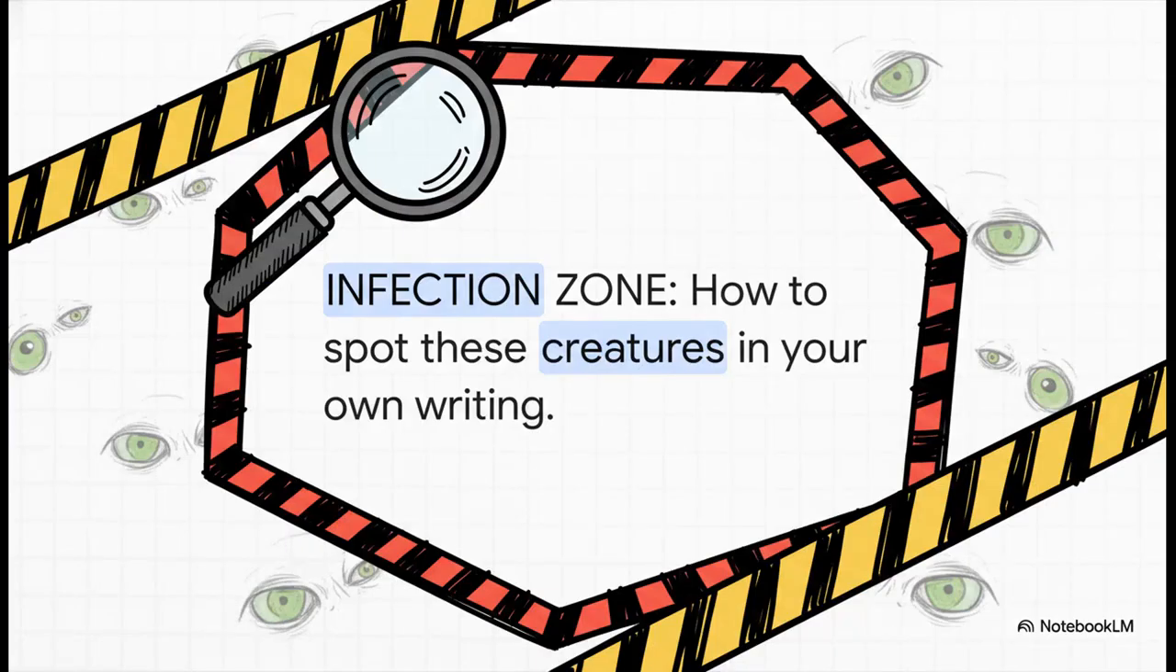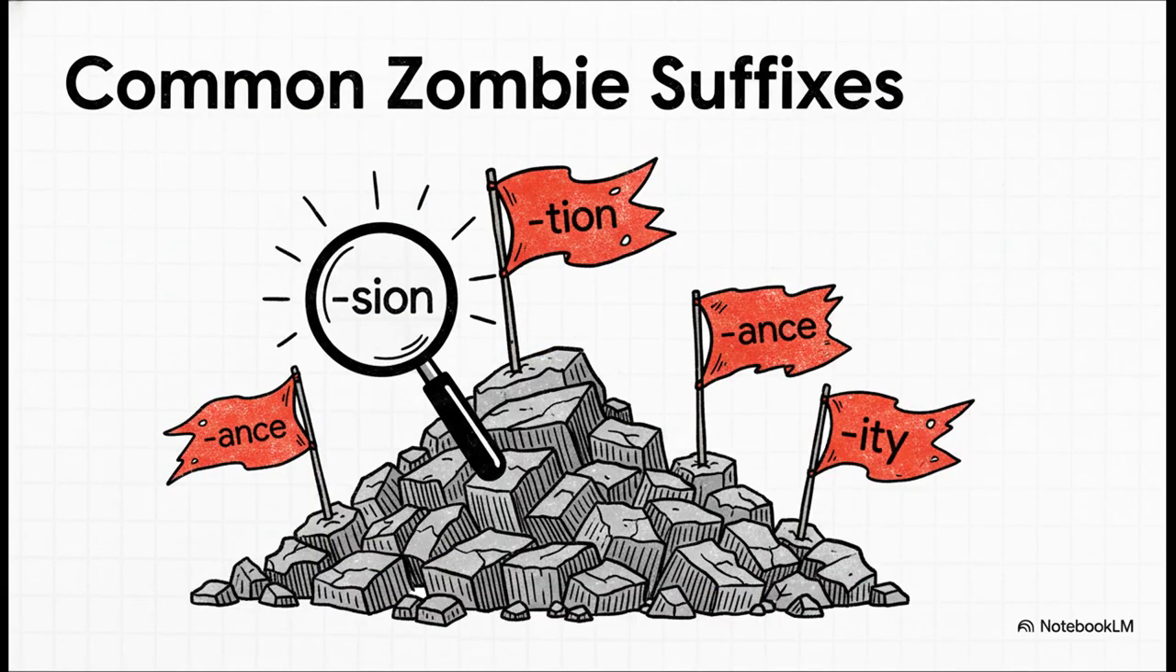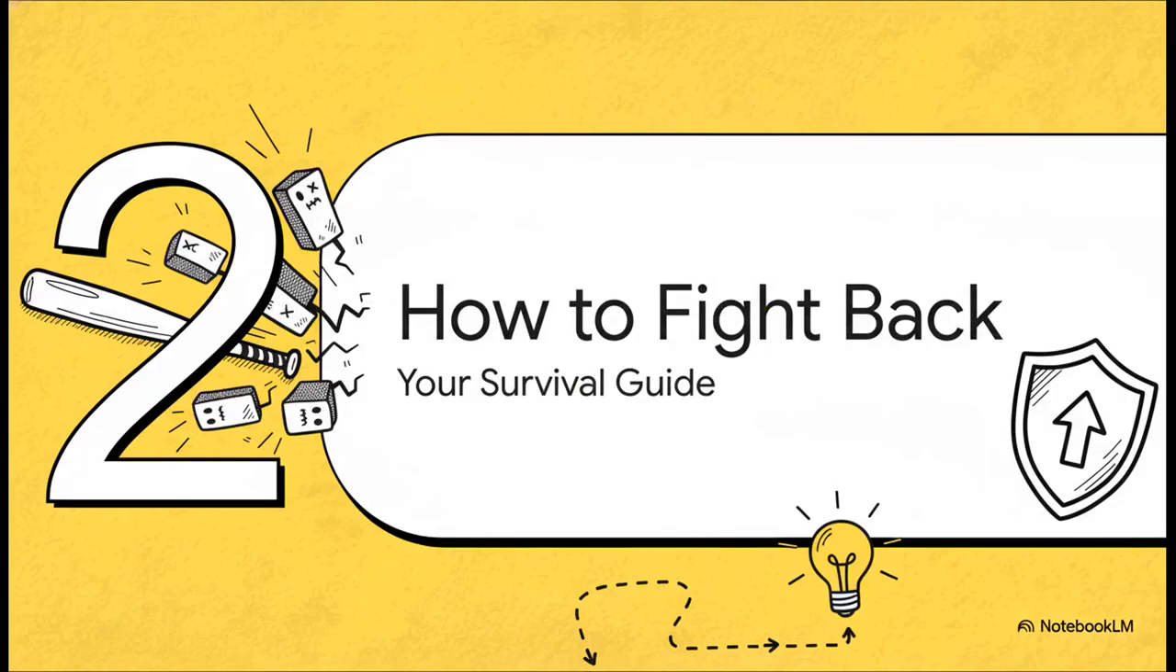So how do you actually spot these creatures in your own writing? Well, luckily for us, they often wear a uniform. These right here are the telltale signs. Suffixes like tion, ment, and ity are huge red flags. When you see these at the end of a word, it's time to look a little closer, because a zombie is probably lurking nearby. Okay, so now that we know how to identify the enemy, it is time to gear up. This is your survival guide for the zombie noun apocalypse.